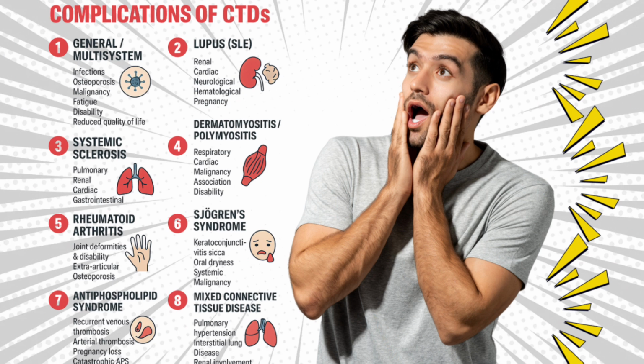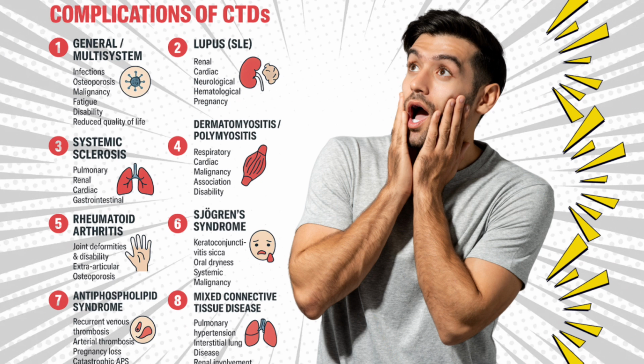Blood complications are common. Hemolytic anemia makes them pale and weak, and low platelets cause easy bruising. And pregnancy brings added challenges. With lupus and antiphospholipid syndrome, women may have repeated miscarriages or preeclampsia, making pregnancy a high-risk journey.